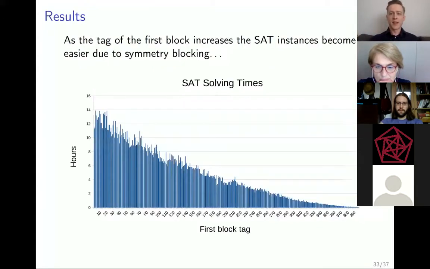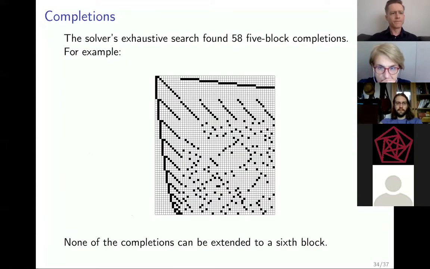And indeed, here's a graph of the running times plotted against the first block's tag. As you can see, as the tag of the first block is increasing, the running time is decreasing significantly, right? Because we're learning more and more of these symmetry blocking clauses. And this is significantly cutting down the search. So the running times are going from about half a day to a couple of minutes. So it was a very effective method once you get it working.